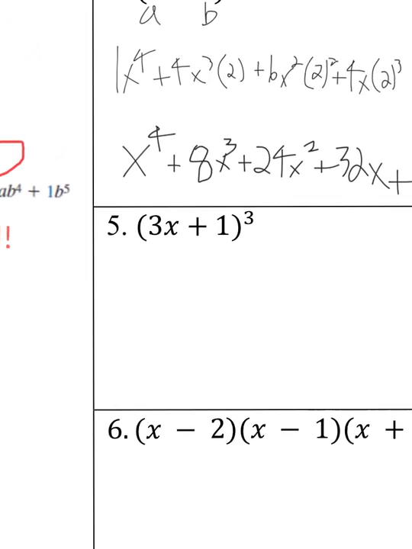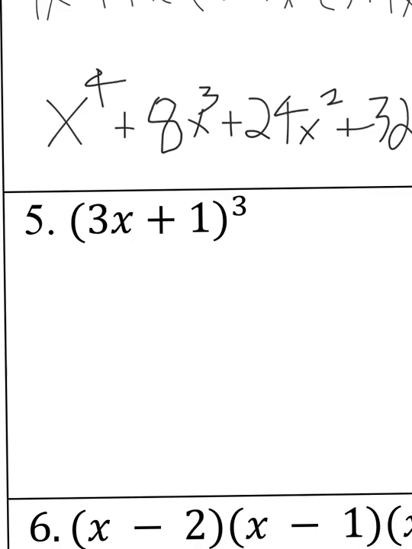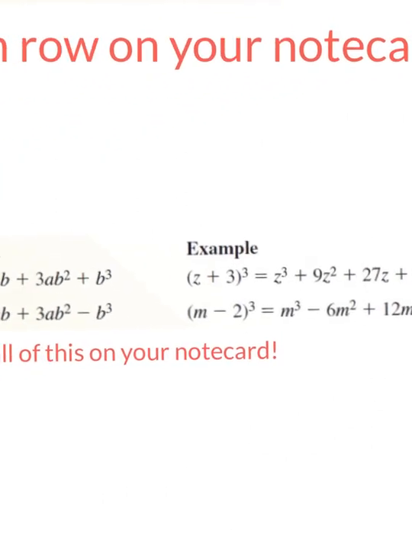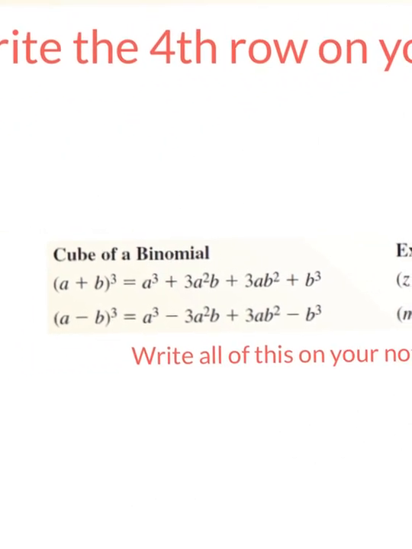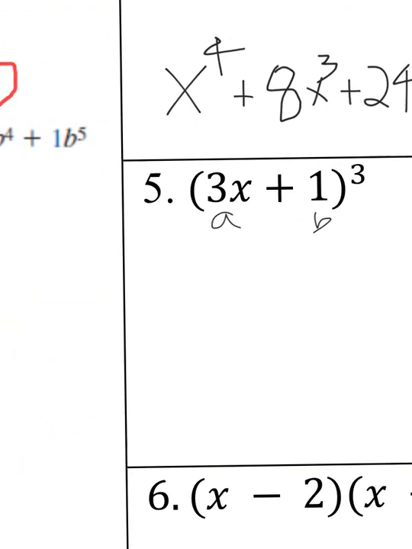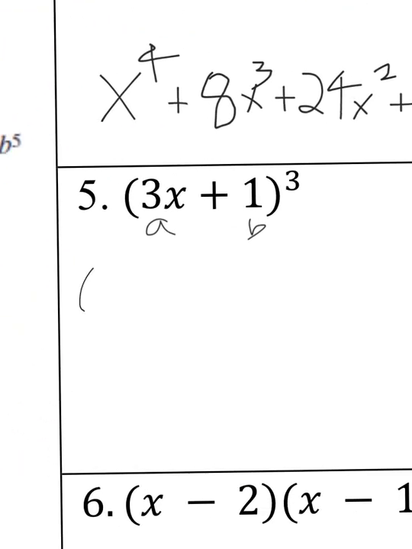So let's see here. We have A as 3x and B as positive 1. The first thing is, and it's a plus, so I'm looking at this one right here. It says a to the third plus 3a squared b. So a to the third would be (3x) to the third. Notice how I put it in parentheses because a is all of 3x. So it's not 3 or x, it's 3x together.